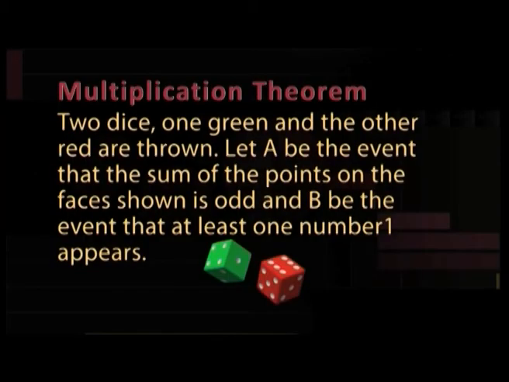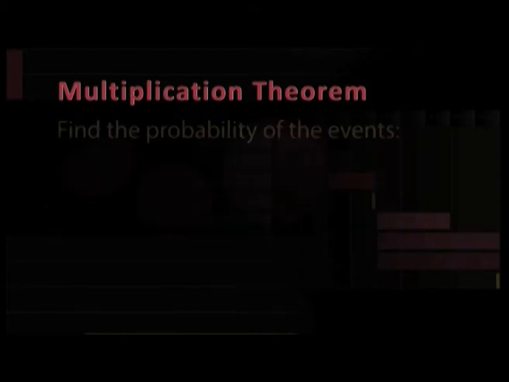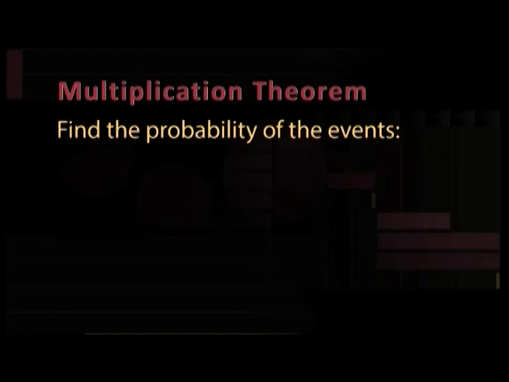Two dice, one green and the other red, are thrown. Let A be the event that the sum of the points on the faces shown is odd, and B be the event that at least one number 1 appears. Find the probability of the events.